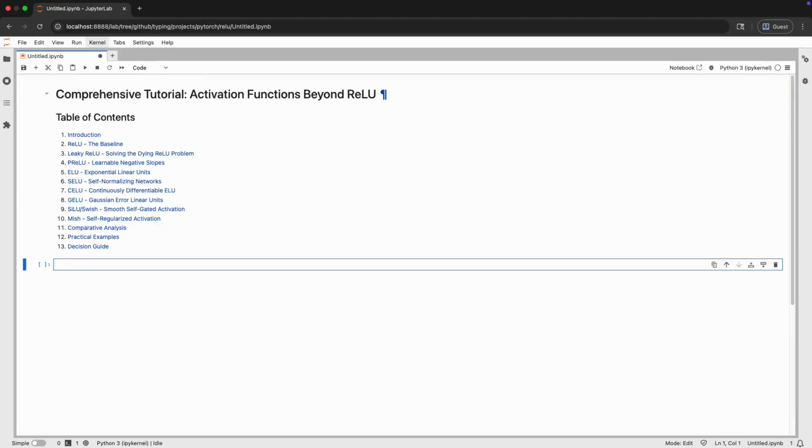Welcome to this comprehensive tutorial on activation functions beyond ReLU. We're going to explore a variety of modern activation functions that have been developed to address the limitations of the traditional ReLU function. This tutorial covers everything from the baseline ReLU to advanced functions like GELU, SiLU, and Mish. We'll see how each function works, when to use them, and compare their performance. By the end, you'll have a complete understanding of which activation function to choose for your specific neural network tasks.